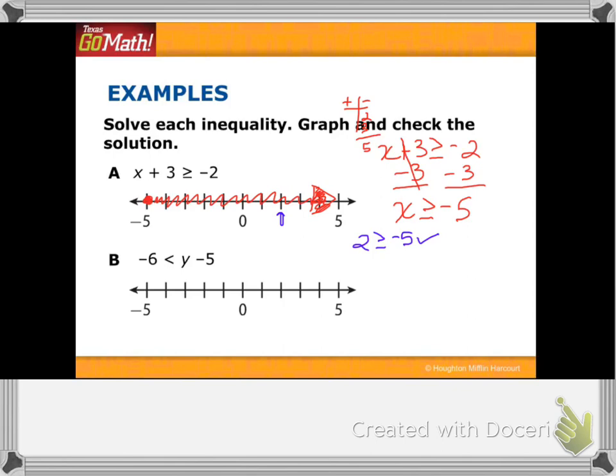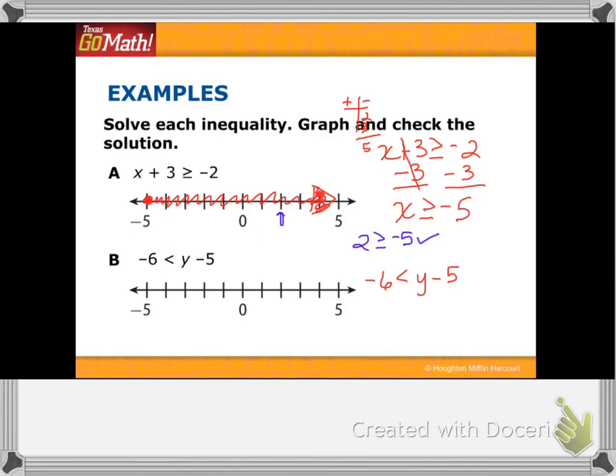Now we're going to do the same thing with this second question. Even though our variable is on the opposite side of the inequality, it doesn't change anything. We've done this with equations where we have worked on both sides of the equal sign. We can do the same thing with an inequality. We can add or subtract anything to either side and it still remains true.